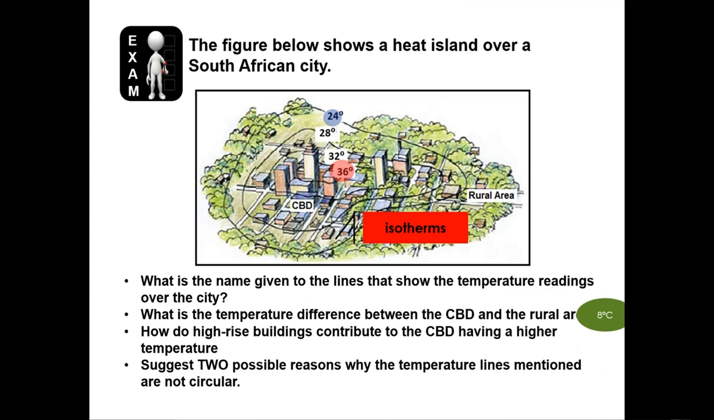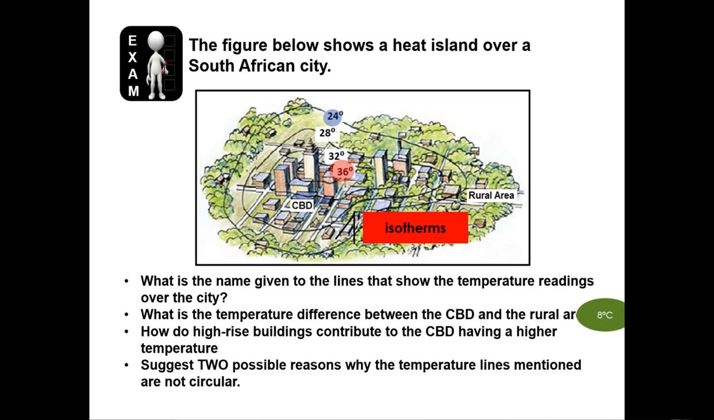Now, how do we measure temperature? We have got something which is called an isotherm. What is an isotherm? An isotherm, if you don't know it, is a line that joins all places of equal temperature. Okay, I'll repeat it again. An isotherm is a line that joins all places of equal temperature.